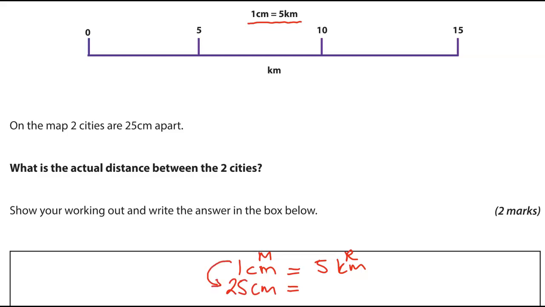So to get from 1 to 25, we've multiplied by 25. So 25 is 25 times larger, if it makes any sense. So we'll do this 25 times larger as well. So 5 times 25, which is 125 kilometers.